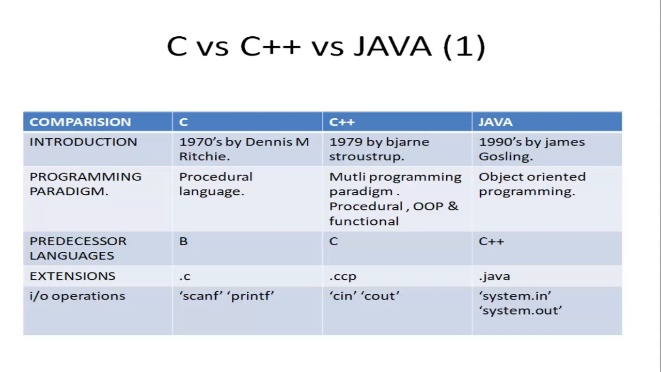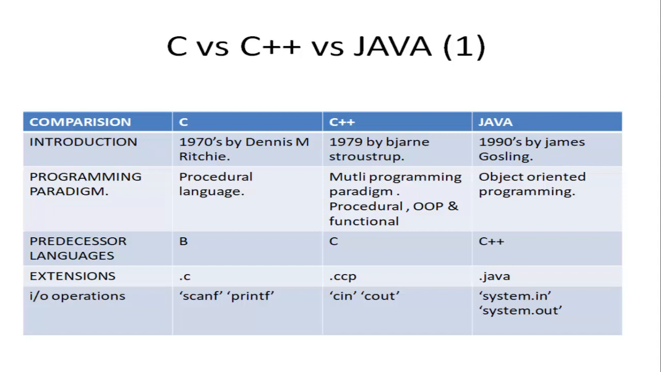Programming paradigm. C is a procedural language. In procedural language, the program code is written as a sequence of instructions and executed in sequential order. C++ is usually considered a multi-paradigm language, meaning it is object-oriented, procedural and even functional programming. Java is purely object-oriented. Object-oriented programming is about creating objects that contain both data and methods.